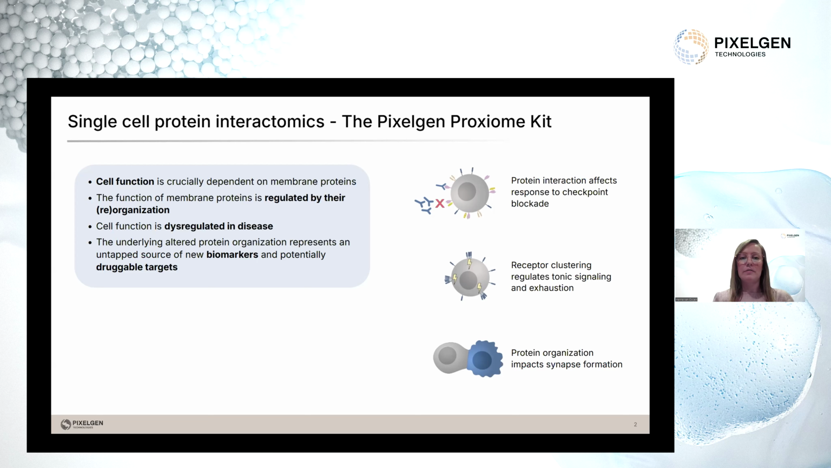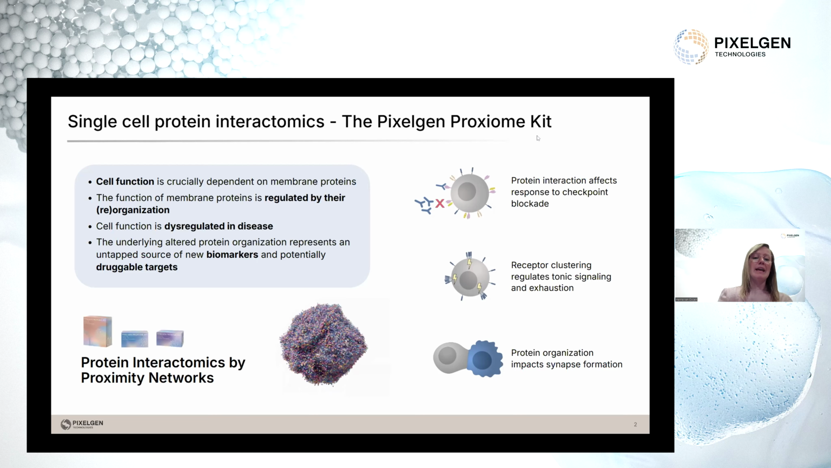So after explaining why it's so important to look at protein interactomics, how can we do this? And what kind of technology do we offer to do these kinds of studies? Today I will present the PixelGen Proxiome kit. This method makes it possible to do protein interactomics by proximity networks, as I mentioned in the intro slide.